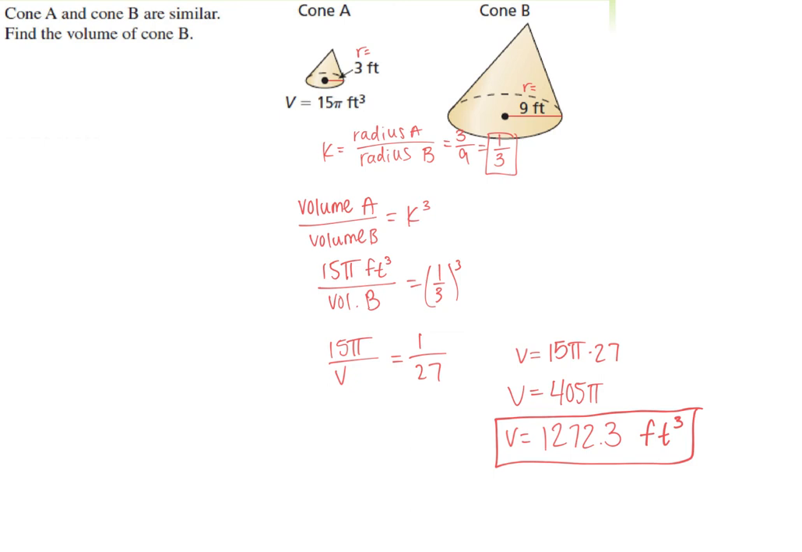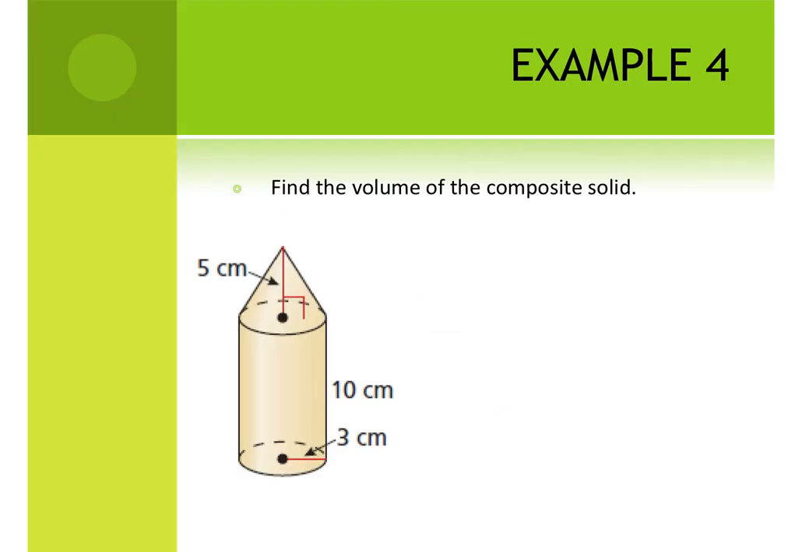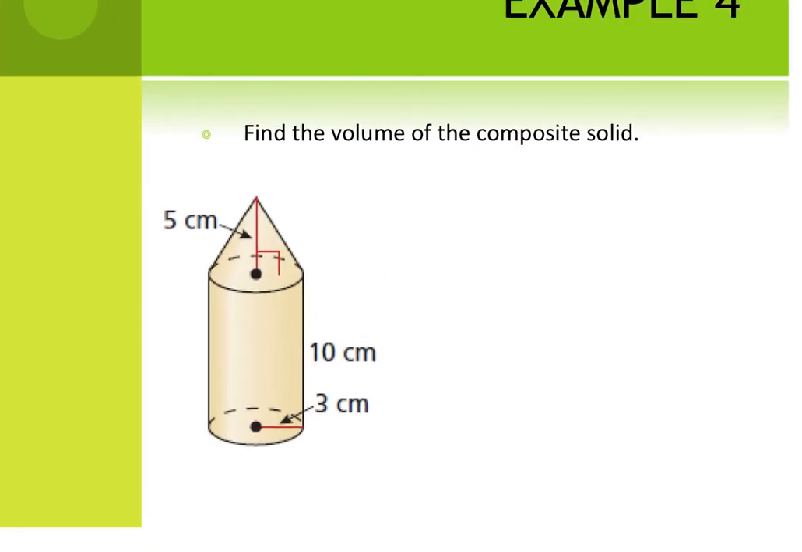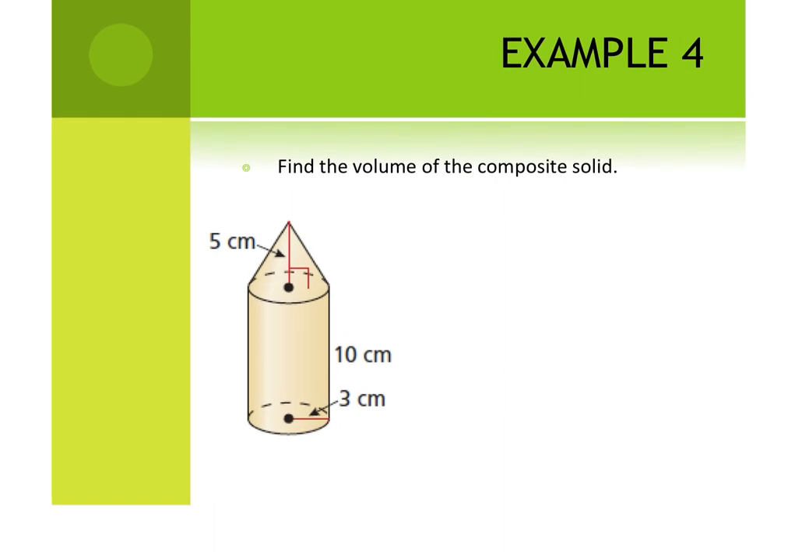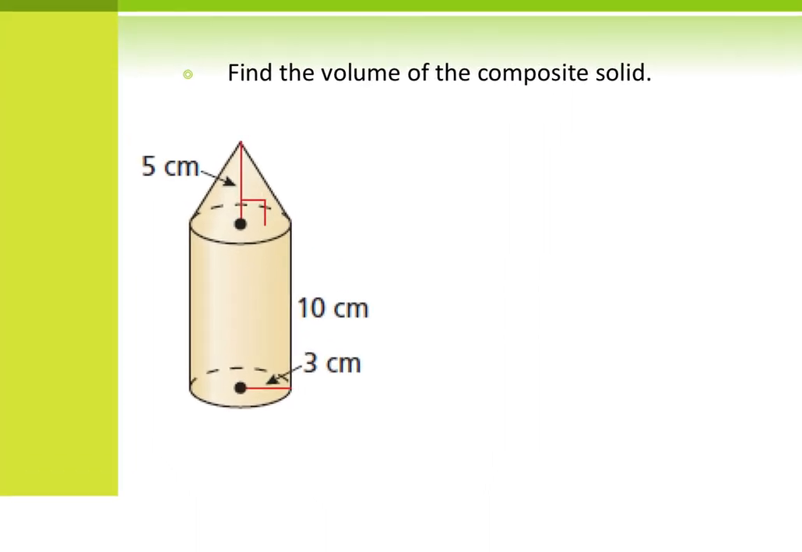And one last example. All right, so we've got a composite solid here, okay? What are the two solids that we have here? Savannah? A triangle. Never mind, I don't know. Zoe? Cone and cylinder. Cone and cylinder, okay? So let's find the volume of this cone and the volume of this cylinder, and then we just add them together, okay?